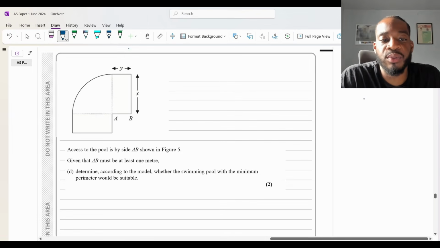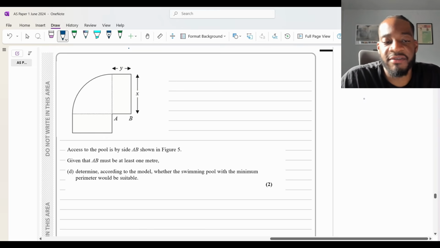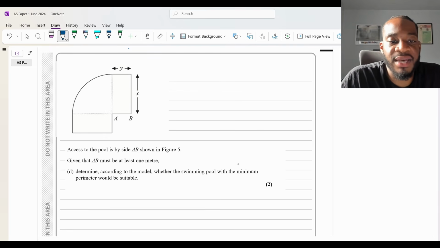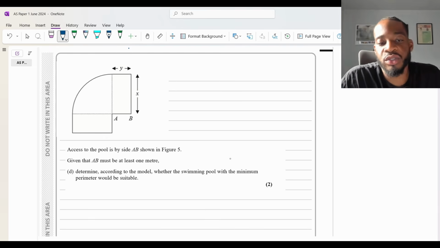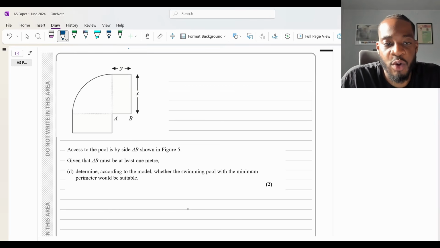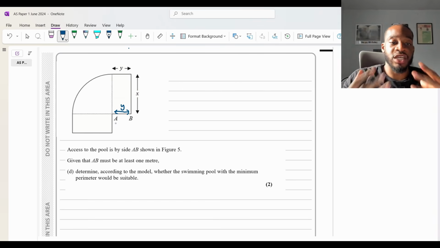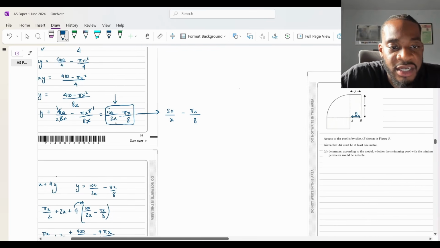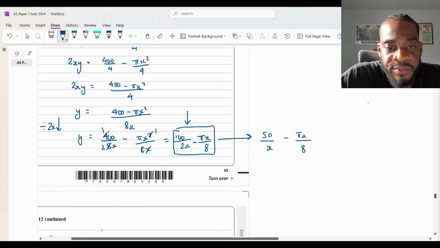Perfect. Okay, so part D says access to the pool is by side AB shown in figure 5. Given that AB must be at least 1 meter, determine according to the model whether the swimming pool with the minimum perimeter would be suitable. Firstly, side AB is this one over here, which we can see quite clearly is y. For me, what that tells me is that I want the expression for y, which we found.